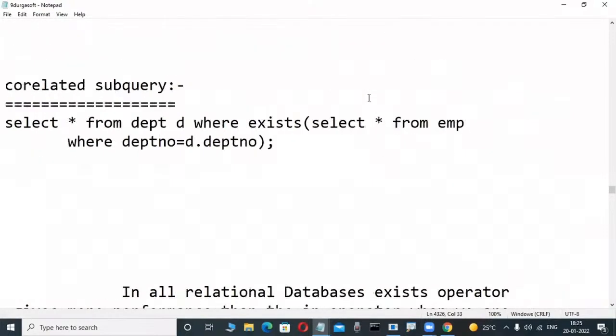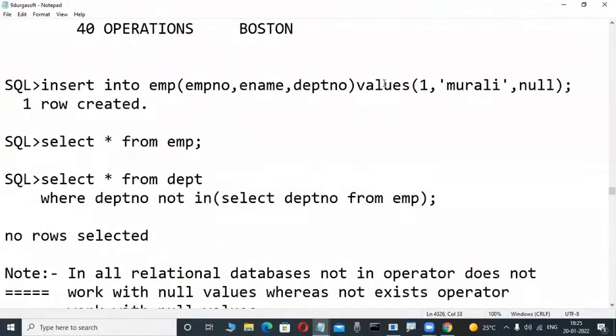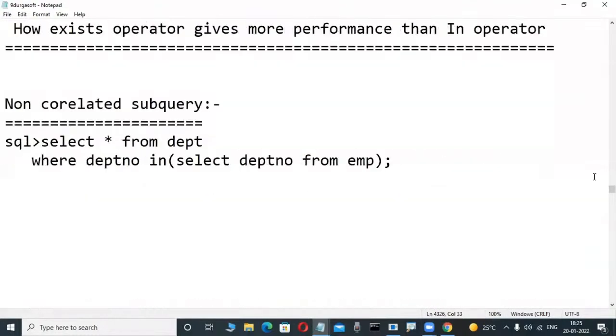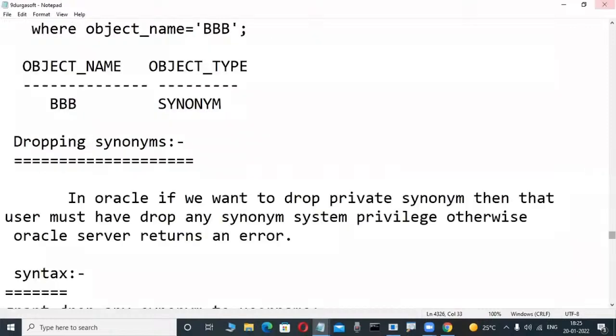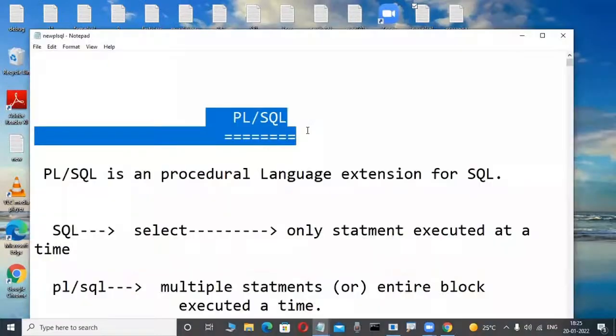Some queries are there. These are all the things we are familiar with. Don't worry. Then database objects, so many things are there. We are learning. These are big concepts. Again, PL/SQL means some little bit of coding is there. Don't be afraid. This is PL/SQL.